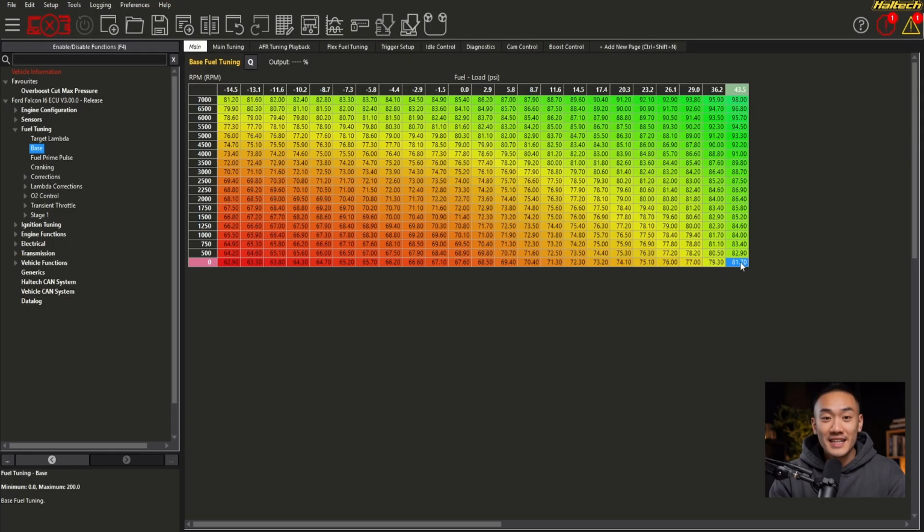A good VE table doesn't just hit lambda, it explains the engine. If your idle VE makes sense, your cruise VE is smooth, and your WOT VE aligns with the engine's capability, you're on the right path. If not, the VE table is telling you something upstream needs attention.